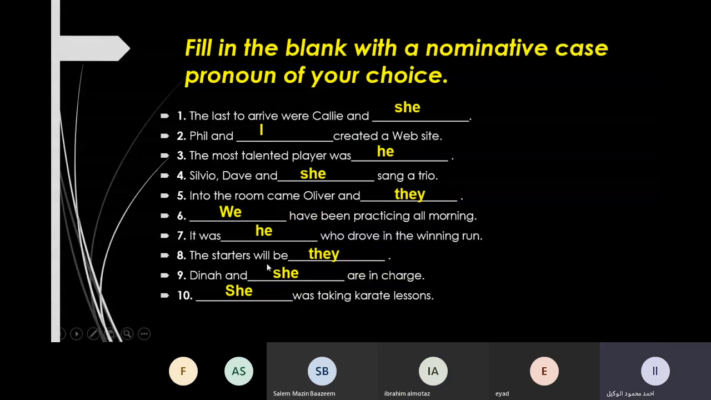Okay, so again, just remind yourself that when you are talking about the subject, whether the sentence is ordered correctly or inverted, when you need a subject, we use only the subject pronoun.